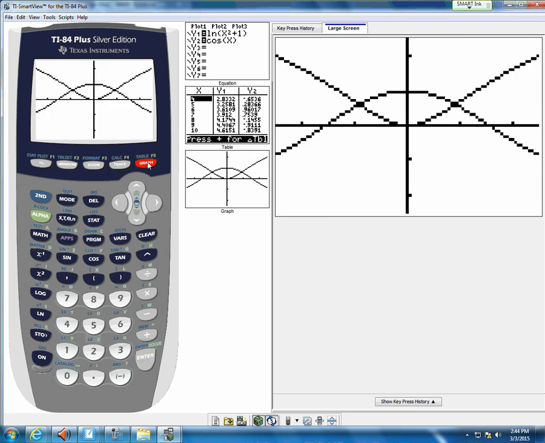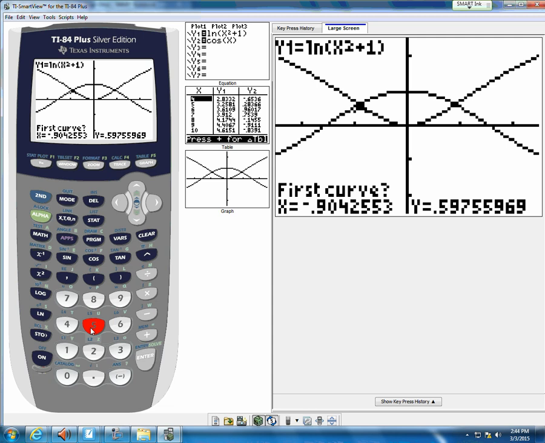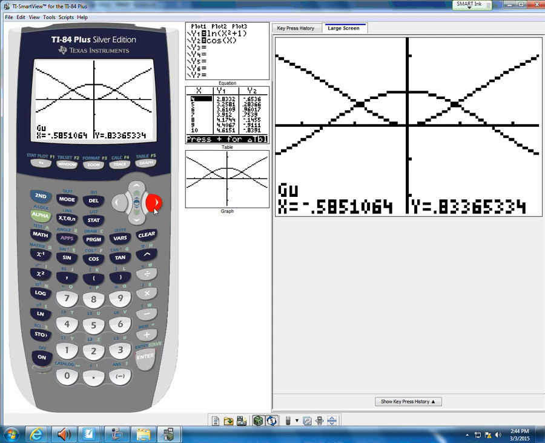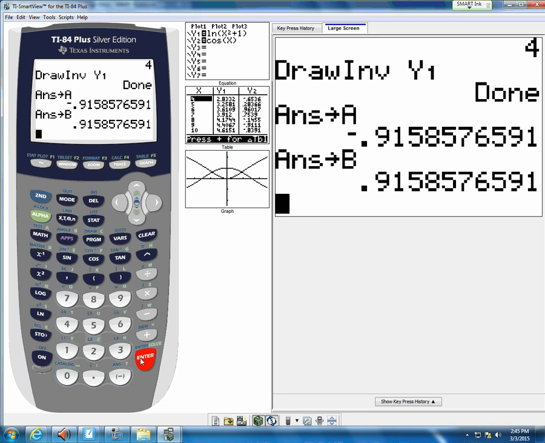We go back to our graph. We find the other point of intersection, so second trace, option 5, first curve, enter, second curve, enter, guess. Let's go over to where it looks like it's close to the second point of intersection over here, and hit enter. And yeah, it's positive 0.915857766. I want to store that in alpha b. So I leave this screen, second mode, and just hit store, right above the on button, alpha b, enter. It's important when you store things, hit enter.